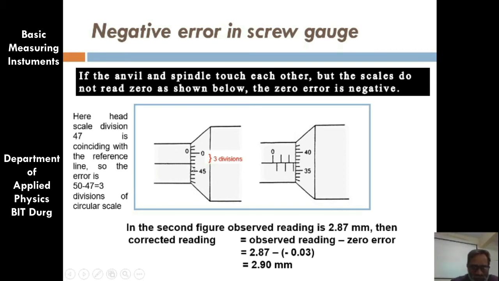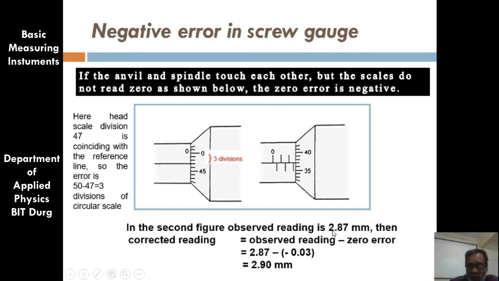There are two different ways of getting it. How many divisions have been overshot? That you can count: 1 division, 2 divisions, and 3 divisions. So you can say this is the error of 3 divisions. And the other standard method is, you find the reading here. It is 45th, 46th, and 47th. So the 47th division is coincident with the reference line. Because it is zero error, total number of divisions minus this number of divisions. Total number of divisions is 50 minus 47, that again becomes equal to 3 divisions. So there is an error of 3 divisions, and this 3 divisions error is negative error.